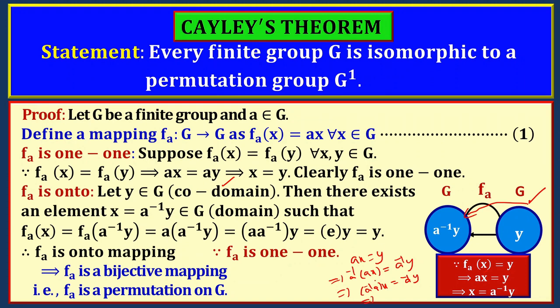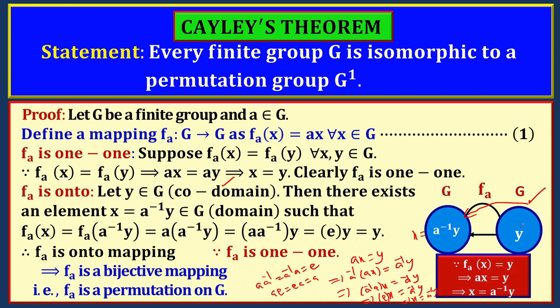By inverse property, since a belongs to G, a inverse also belongs to G. Since G is a group, by inverse property, a inverse a is equal to e, where e is the identity. By identity property, ae is equal to ea is equal to a. Here, a inverse a is e into x is equal to a inverse y. e into x means x. So x is equal to a inverse y.